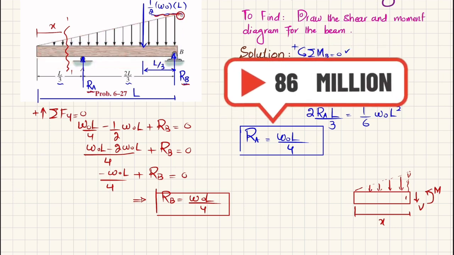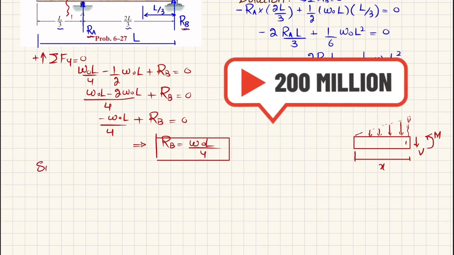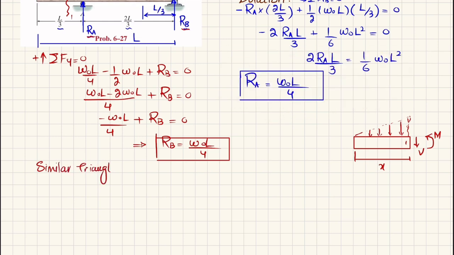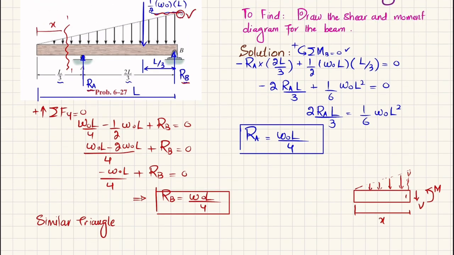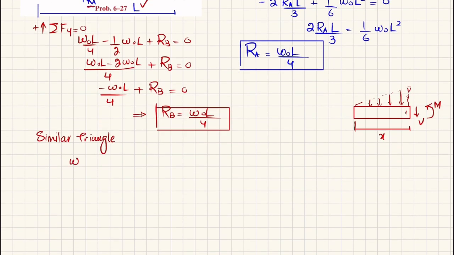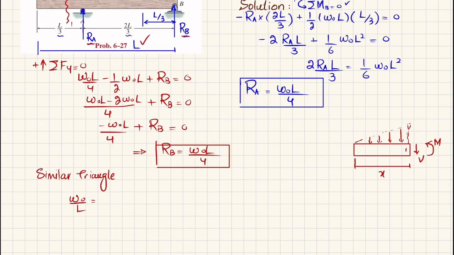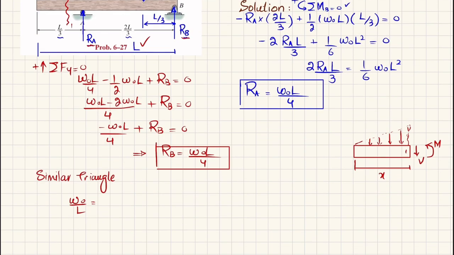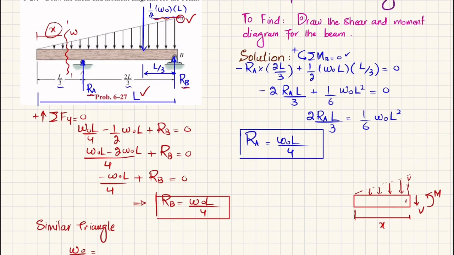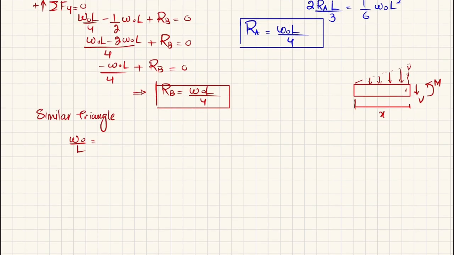Clear? So by using similar triangles, if I take the ratio, W naught over length L will be equal to W, here let the magnitude be W, divided by this distance X. So W divided by X. So we will find W is equal to W naught into X divided by L. So here the magnitude W is equal to W naught X by L.